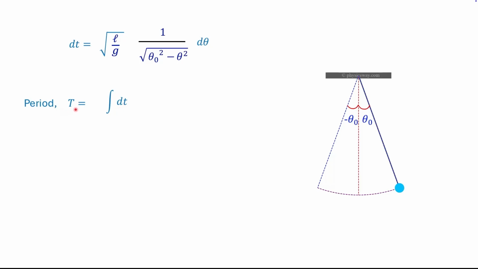The period of the pendulum is the time it takes to go from here to here and come back here. So the period is twice the time it takes to go from here to here. At this position, the angular displacement of the pendulum is negative θ0. And at this position, the angular displacement is θ0. So multiply by 2, and integrate dt, from negative θ0 to positive θ0. Substitute dt from this equation. I have put the constant factor outside the integral.